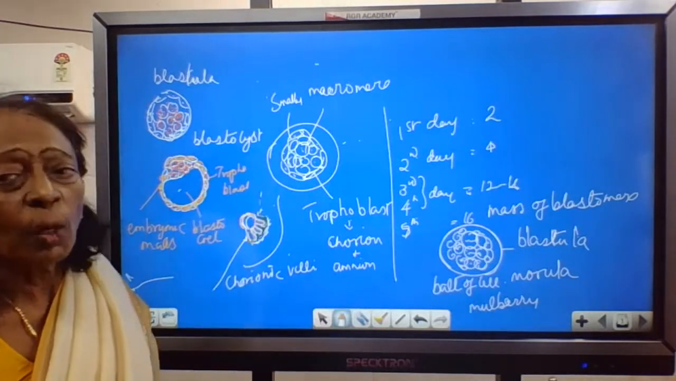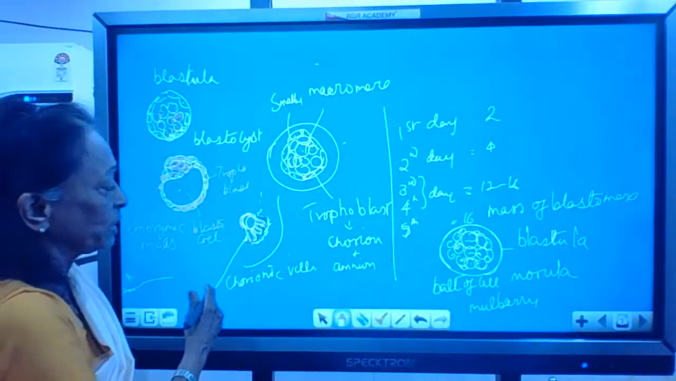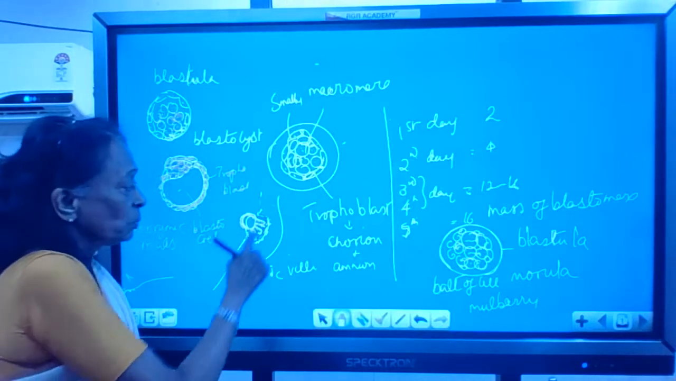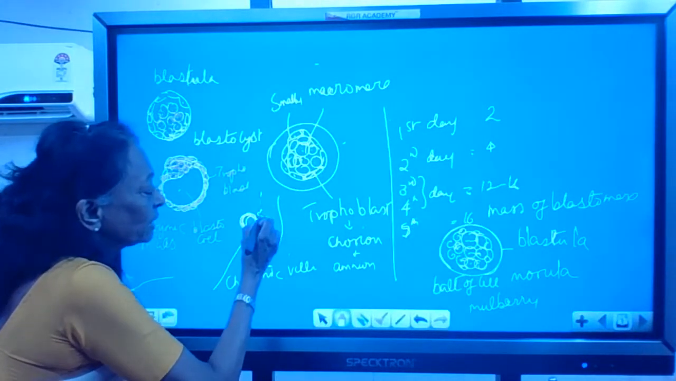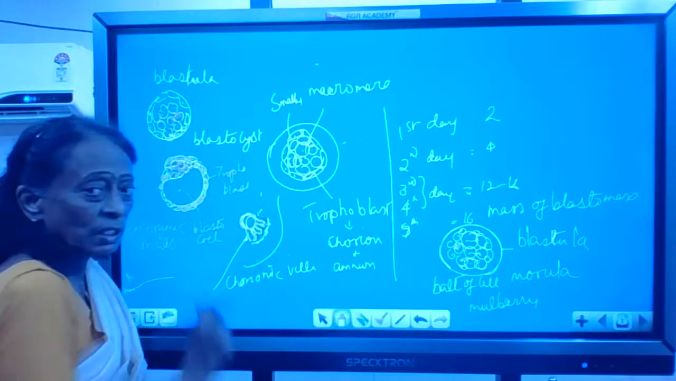Implantation means options will be given. Now, let me finish this, then we'll go to the objectives. So the blastocyst anchors onto that. This place is known as the placenta. Where is this area? You have an embryonic part, a maternal part, and the chorionic membrane with chorionic villi. This whole tissue is known as the placenta.